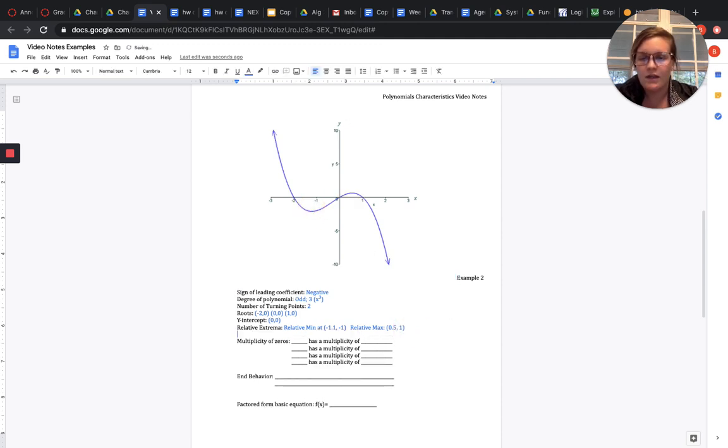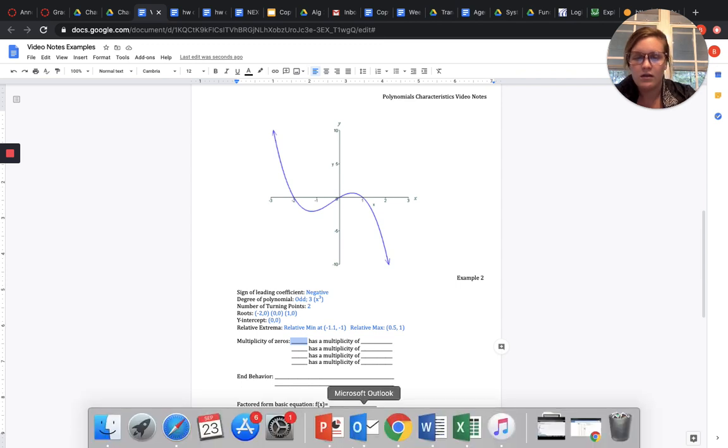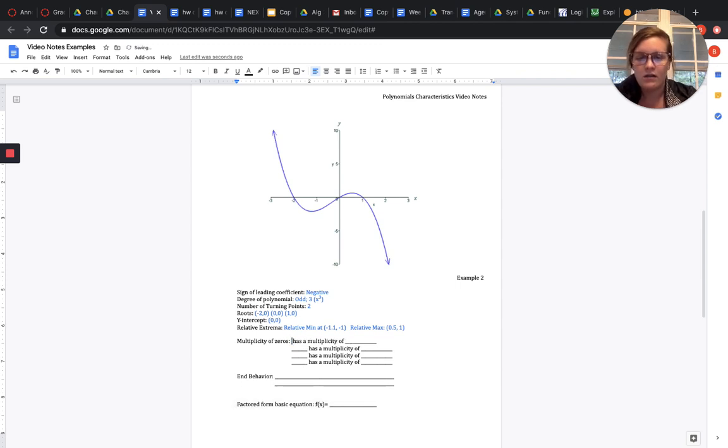All right, and then your multiplicity of zeros. Remember, you have to do this per zero. So we can say (-2, 0) has a multiplicity of something. We can say (0, 0) has a multiplicity of something.